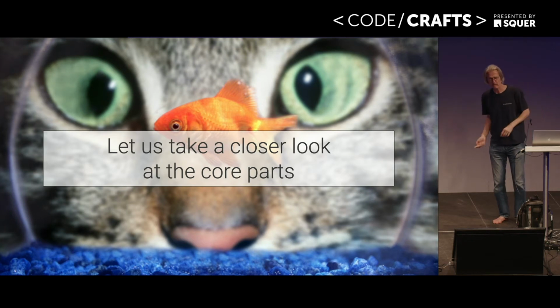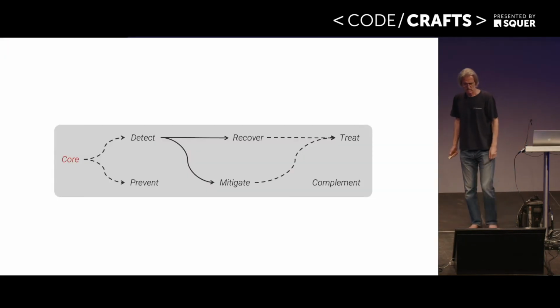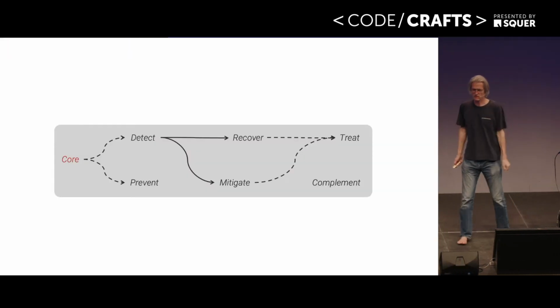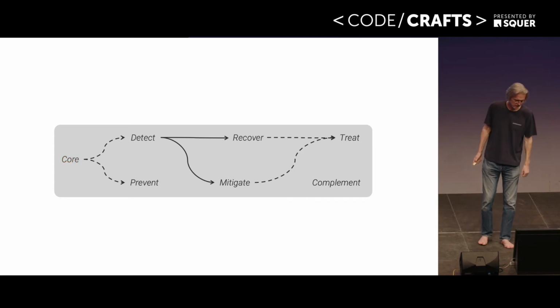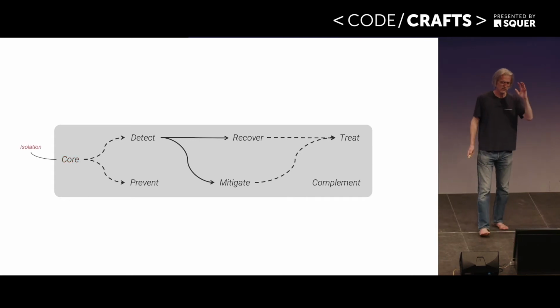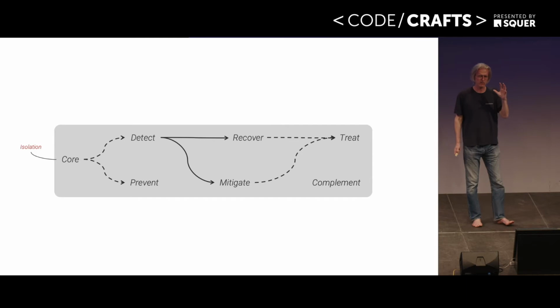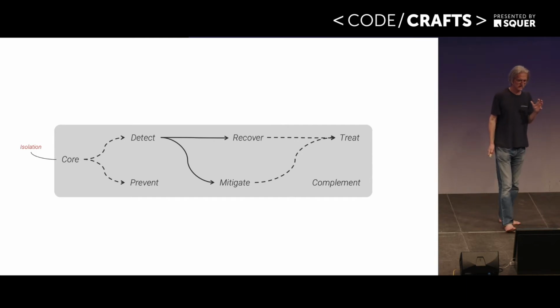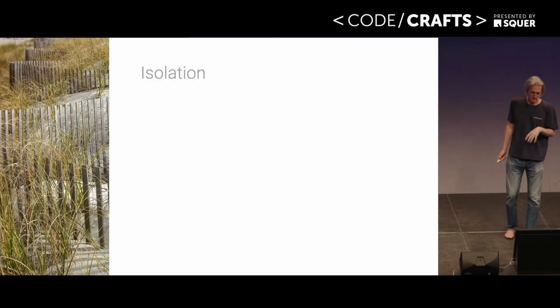What are they? What makes them so important? Okay, here's what I usually tell in the workshops then. Core part. The first thing which is really relevant is isolation. Isolation is a core principle of fault-tolerant software design.